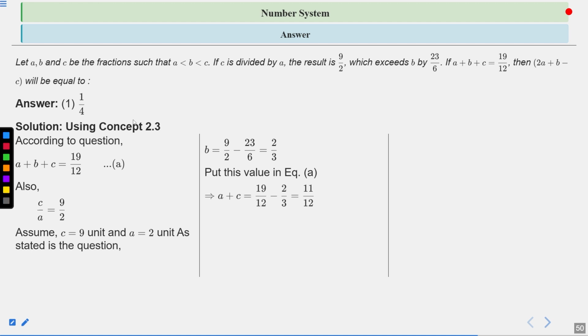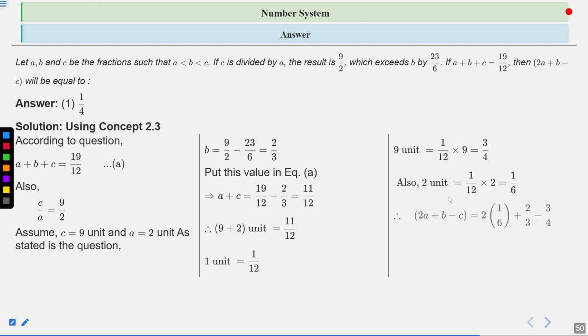So what do we get? a plus c becomes 19 by 12 minus 2 by 3, which equals 11 by 12. Now 9 plus 2, which is 11 units, equals 11 by 12. So 1 unit will become 1 by 12. So 9 units will become 1 by 12 into 9, which equals 3 by 4. Also 2 units will become 1 by 12 into 2, which equals 1 by 6. So now we can put the values of a, b and c.